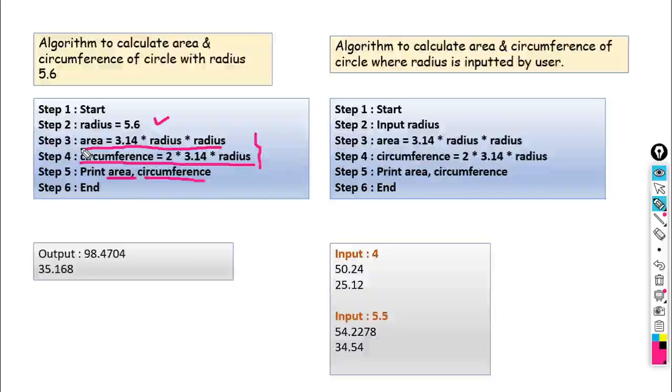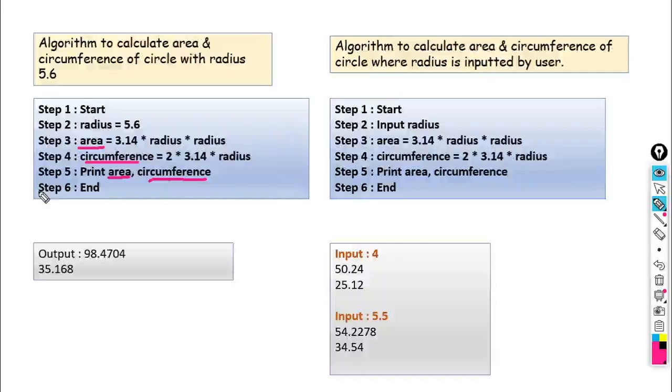Whatever variables you are using in the assignment statement, what is the variable here? Area. The same variable you should use in the print statement. If area is here, then you use area here. Don't write only A. Here we use circumference, so you should write circumference. The spelling should be the same. So this is the output statement, print.